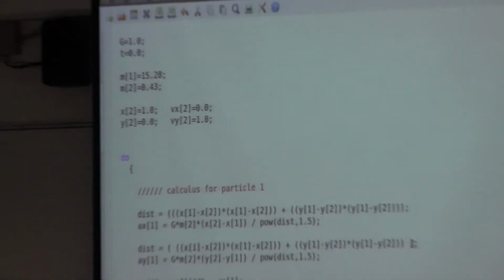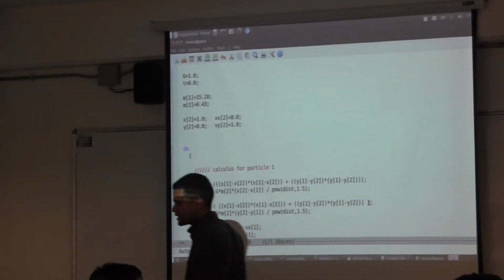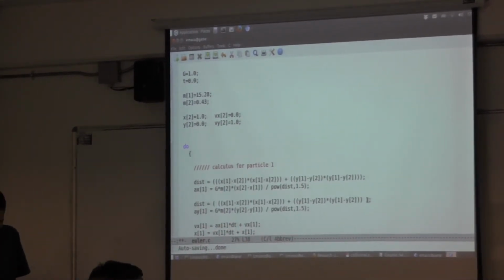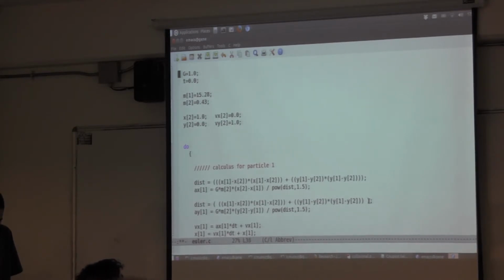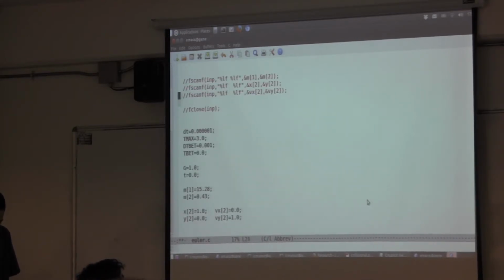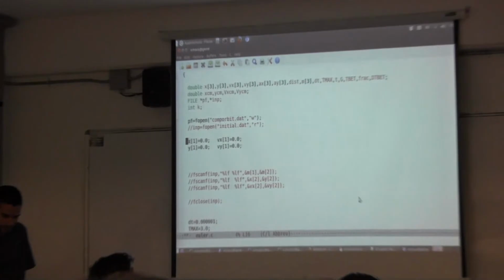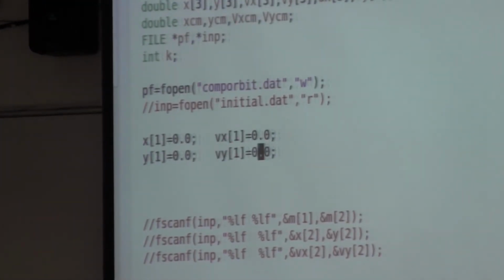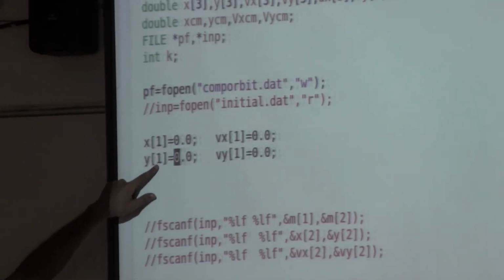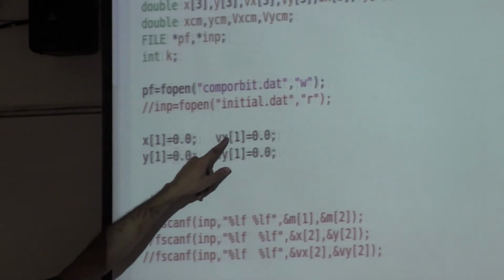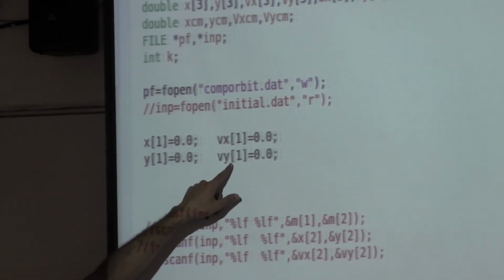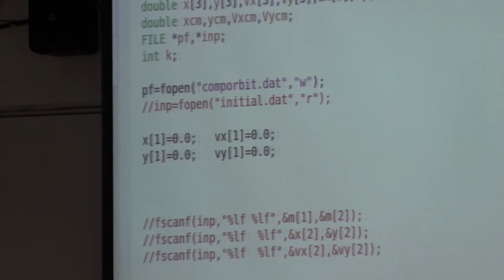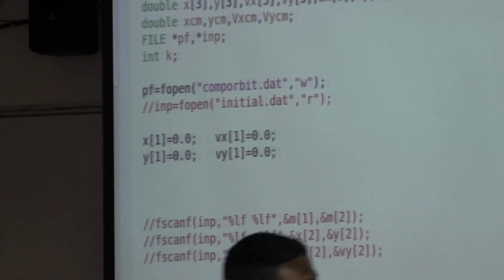If you can see here, I'm using first, I am assuming that there is a galaxy. One of the galaxies is placed in the very origin of the coordinate system. You can see position in x and y is 0, and the velocities in x and y are 0. Those are the positions and velocities for the most massive galaxy in that system.